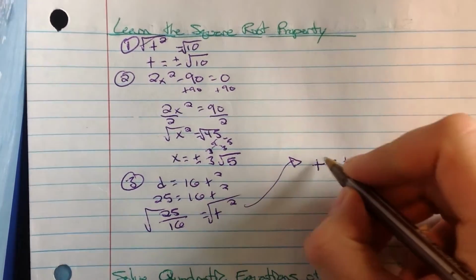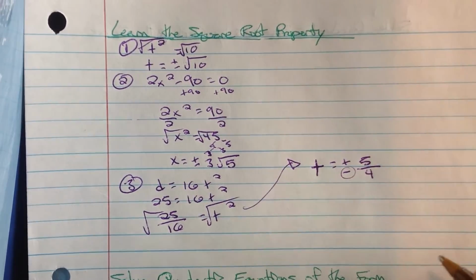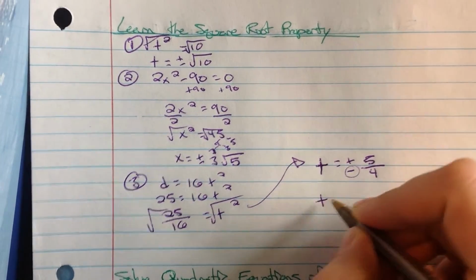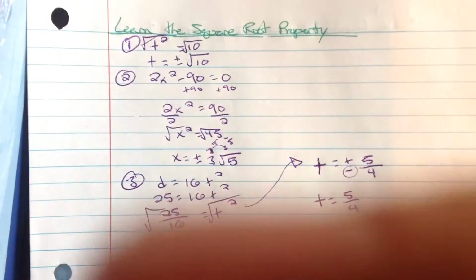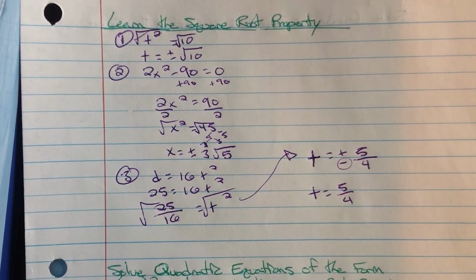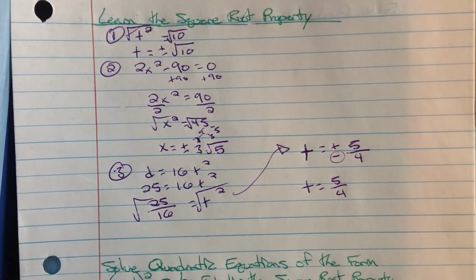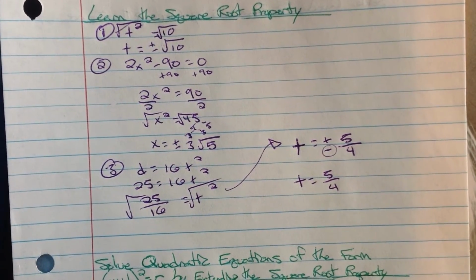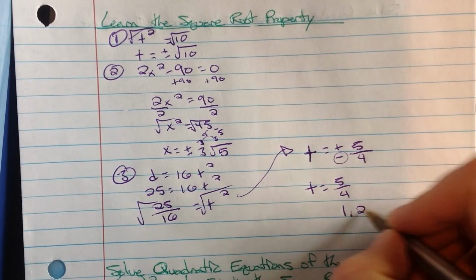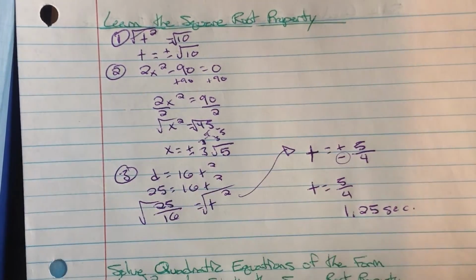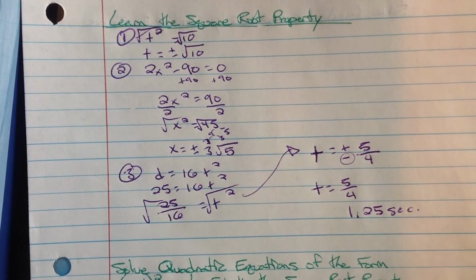Well, let's think about this. Can a time be negative? No. So we throw that answer out and get 5/4 as our only logical answer that makes sense for this type of scenario. What this means is 1.25 seconds is how long it would take for it to drop 25 feet.